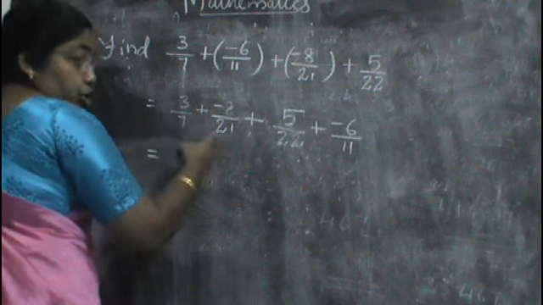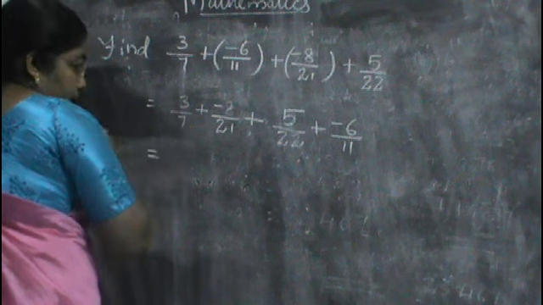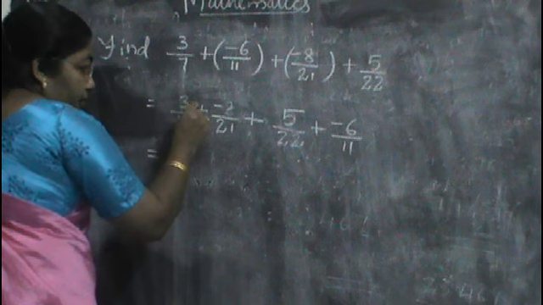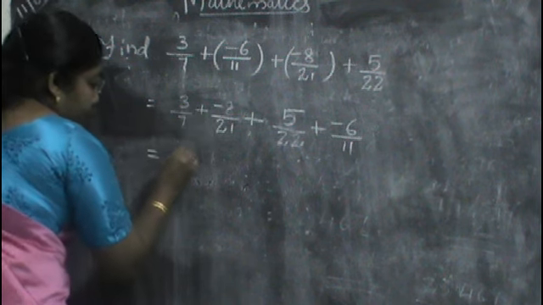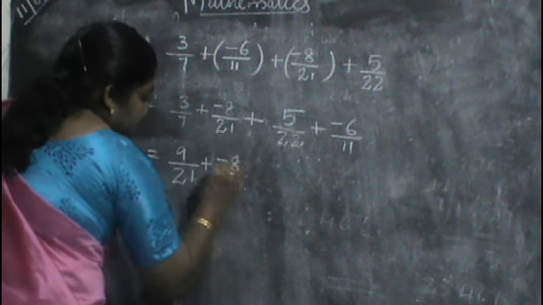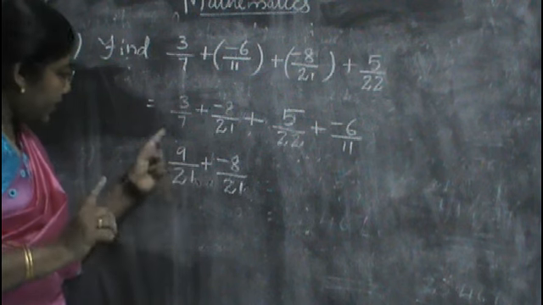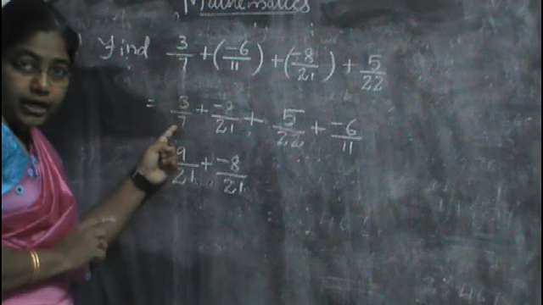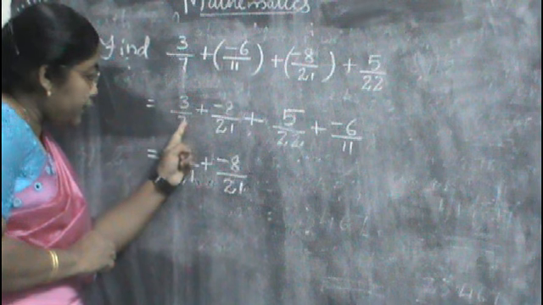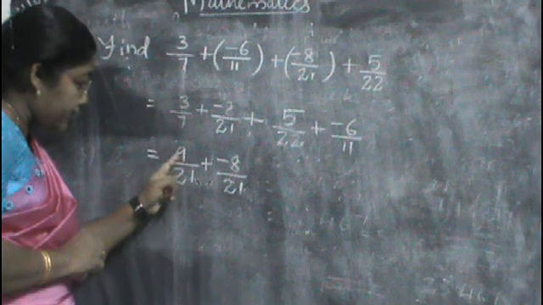Here we can take 21 as LCM. 7 into 3 is 21. So we multiply the denominator 7 by 3, and multiply the numerator also by 3. Then what will we get here? 9 by 21 plus minus 8 by 21. This step is clear? Here the denominator is 7 only. We have to make the denominator 21. 7 into 3 is 21, so multiply the numerator also by 3. 3 into 3 is equal to 9.